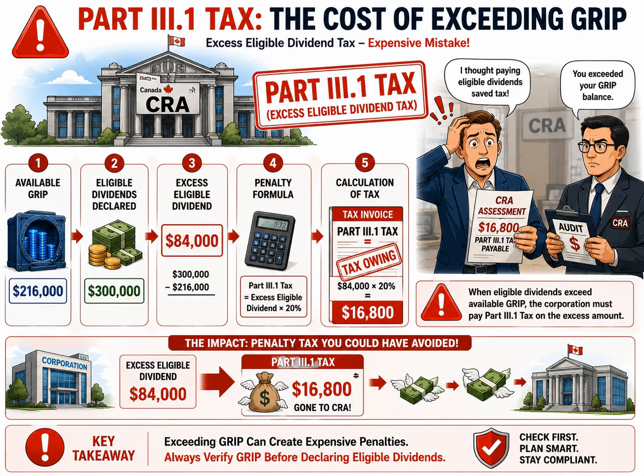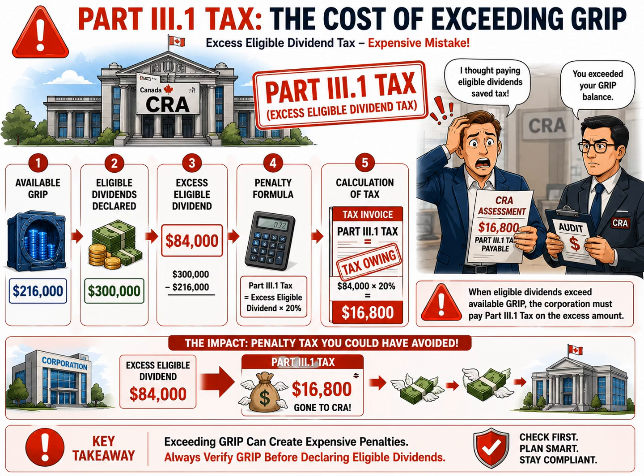Now that we've identified what an excess eligible dividend is, let's see what it actually costs. This is where Part III.1 tax comes into play. Part III.1 tax is a special penalty tax designed to discourage corporations from paying more eligible dividends than their available GRIP balance allows. Think of it as a compliance penalty for exceeding your eligible dividend limit. Let's walk through the calculation step by step.